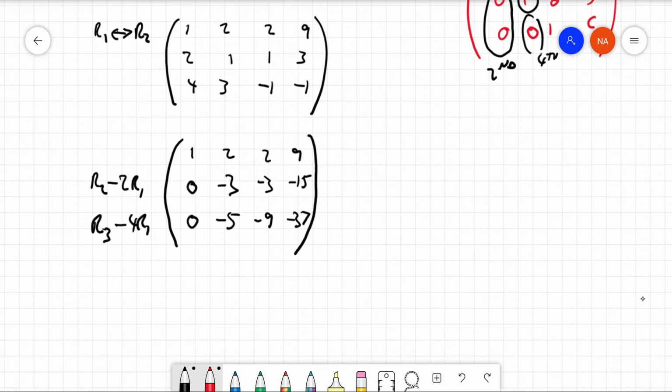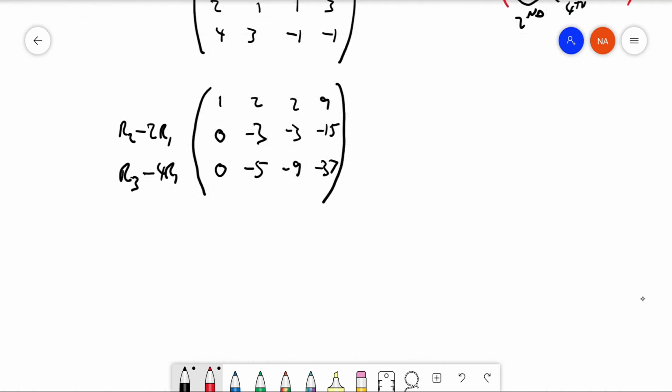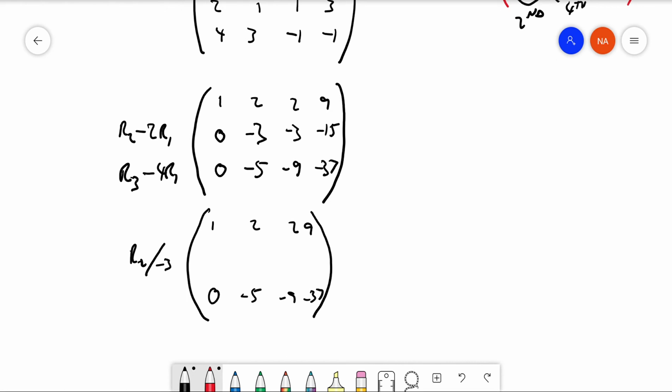Okay, back here, I want to get a 1 in the middle where my y term is going to be. So I will do this. Top row is still the same for now. 2, 9. Middle row I'm going to change. 0, negative 5, negative 9, negative 37. I'm going to do row 2 divided by negative 3. And that will give me 1, 1, 5 3s are 15. 5.